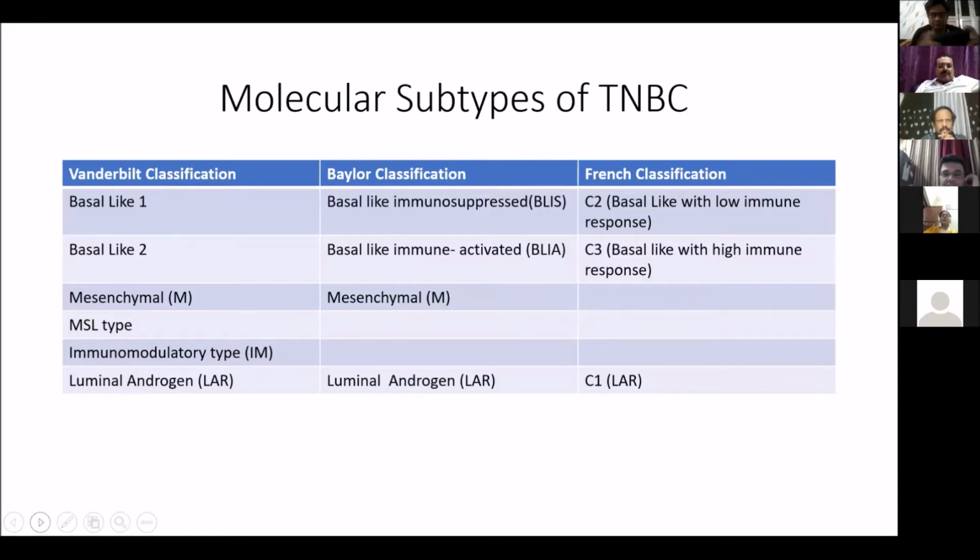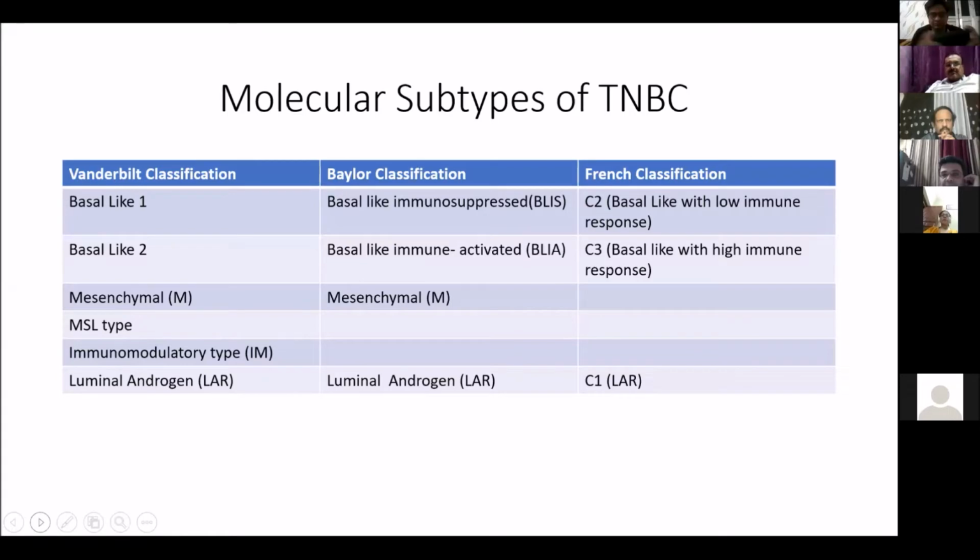positive, as in they had. Similarly, the Baylor classification was like basal-like immunosuppressed, basal-like immune activated, mesenchymal, and again luminal androgen. And the French classification had 3 types: C1, C2, C3. C1 was luminal androgen type, C2 was basal-like.